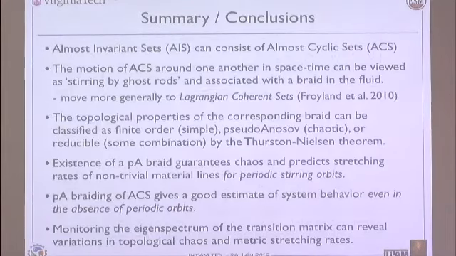So to summarize, we have these almost invariant sets. We look at the motion of these almost invariant sets or almost cyclic sets around each other, and associate that with the braid. We can generalize this to aperiodic flows if we would like, and that's something that we're looking at doing. So we take the topological properties of this braid based on the almost cyclic sets, and then from that we infer things about the dynamics, the stretching of the fluid.